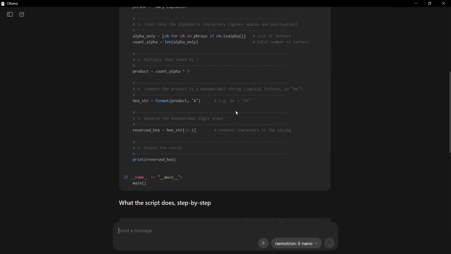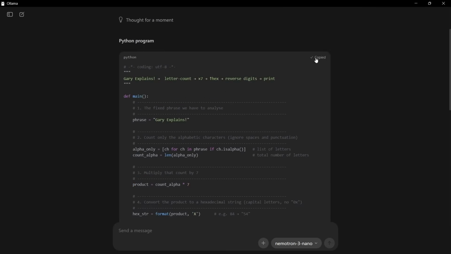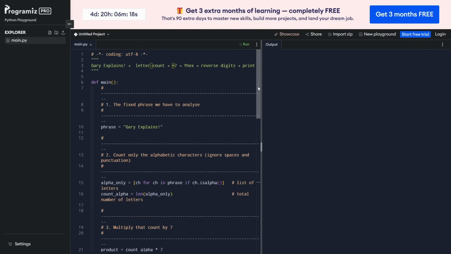Okay, so here's the code that's given us. Let's actually run that. Okay, so here's the code cut and pasted into the Python playground here. Let's click run, and there you go. 4-5 is the correct answer. I know that because I wrote the question. So that is correct. And so there we go. For a simple programming task, it's certainly able to do it.